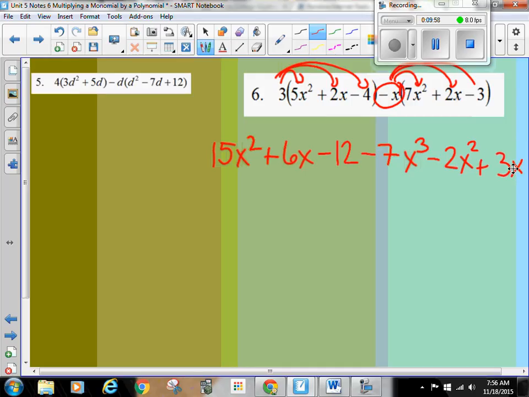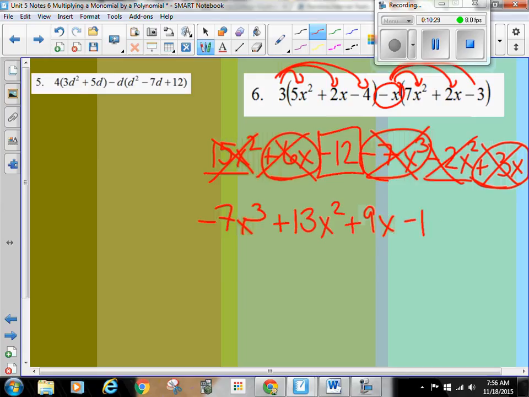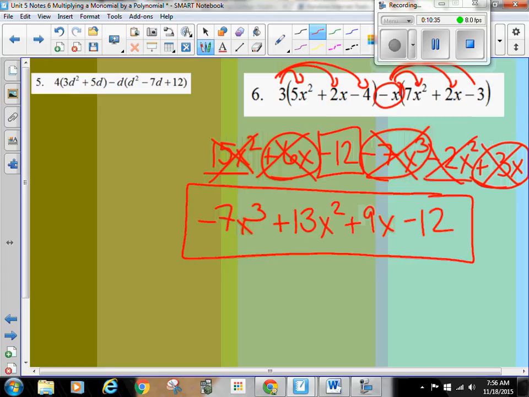All right, so now we're looking for highest power first. So that would put that as my negative 7x to the third. Okay, then my next powers are squareds. So 15x squared minus 2x squared, so plus 13x squared. I don't do anything with the exponents. All right, then I have a positive 6x and a positive 3x. So that gives me 9x. And then my last term, don't lose that negative, is negative 12. My exponents descend 3, 2, 1, and a 0 exponent, and that gives me my finished completed product.